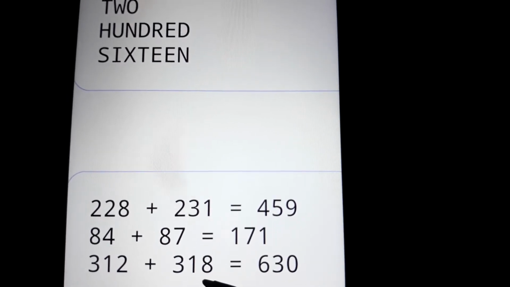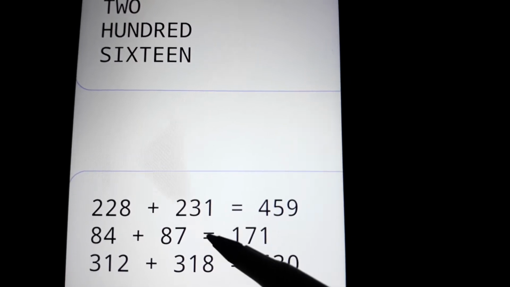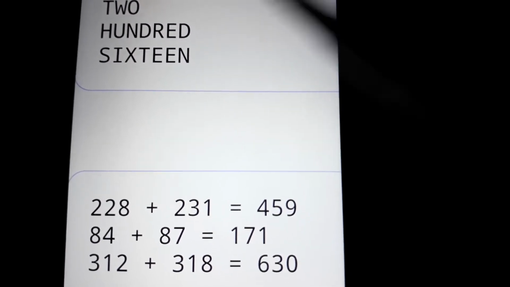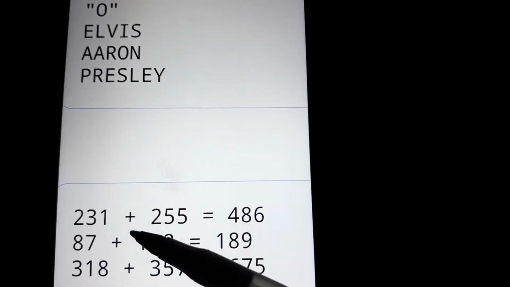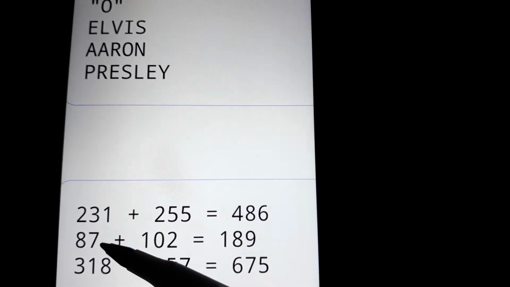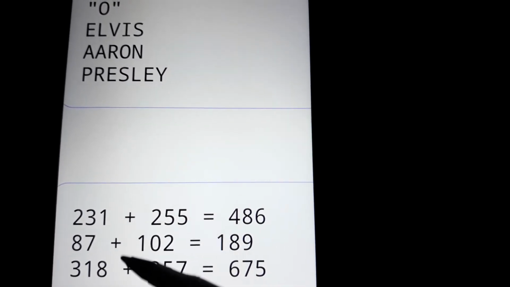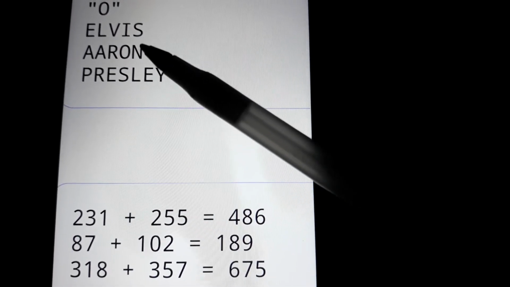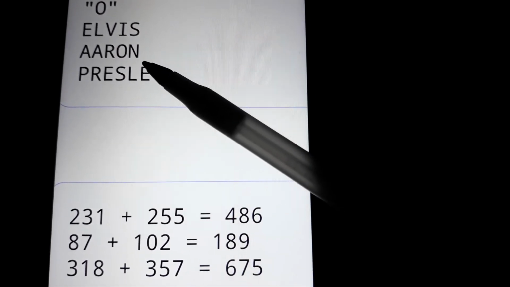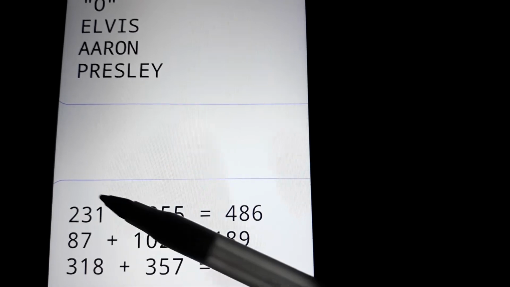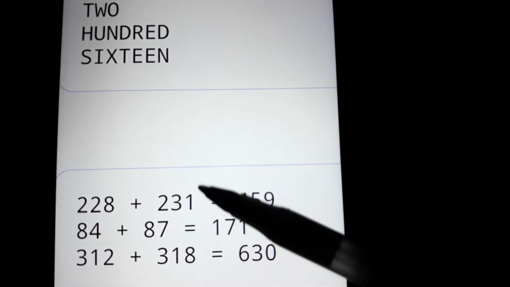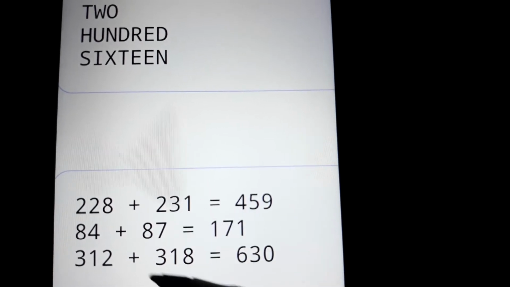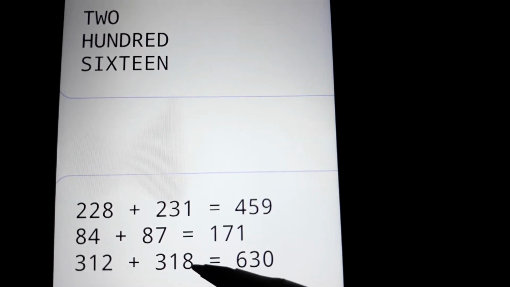231, 87, 318 for 216. And Elvis Presley with a crown equals 231, 87, 318. Okay? Now watch. So this was Elvis Aaron Presley with a crown, and it equals the backwards of 216, which I just showed you right here. 231, 87, 318.